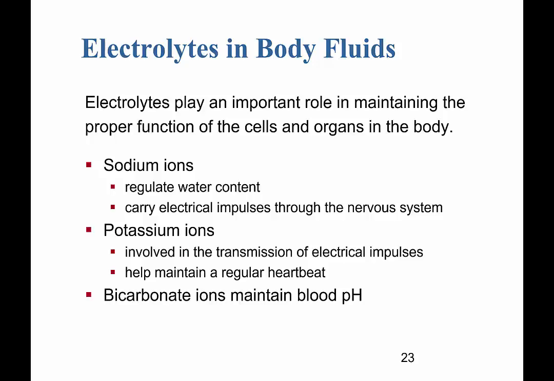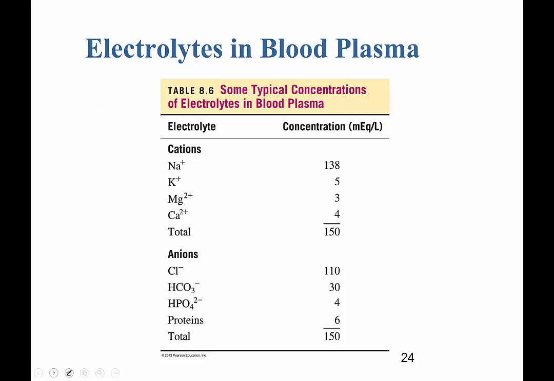So the sodium ions help to regulate water content. They also are going to carry electrical impulses through the nervous system. That's because they are electrolytes. Potassium ions are involved in the transmission of electrical impulses, and they help to maintain regular heartbeats. And as far as maintaining the pH in your blood, that's where bicarbonate ions come into play. These are just some different ions that you're going to have in your body, and that's telling me the concentration of those.